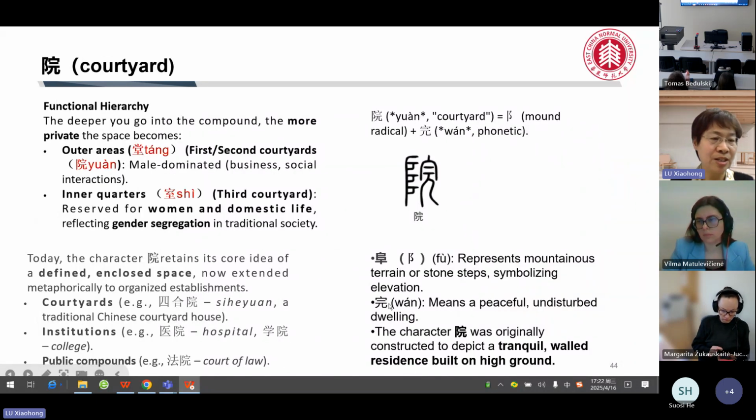Here we would like to say a few words about the word courtyard, yuan. For the yuan, the word we have just mentioned, it is made of left and right parts. It indicates a private place enclosed with a wall.